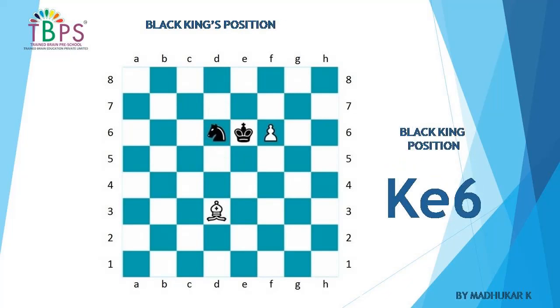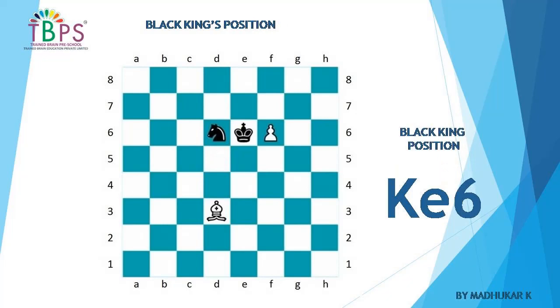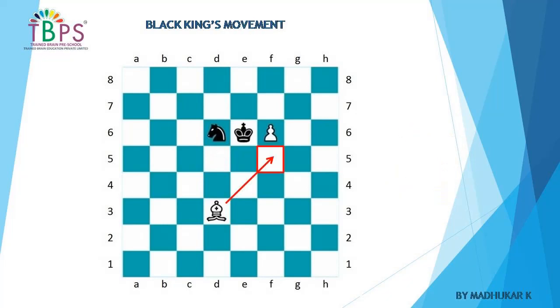It can move to E5. The notation for this move is KE5. It cannot move to F5 because the white bishop is controlling that square. If it moves to that square, the white bishop can capture the king and the game is over. So black loses and white wins. So the king cannot move to a square where an opponent piece is controlling.